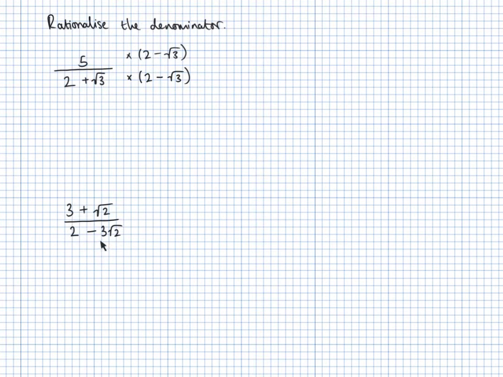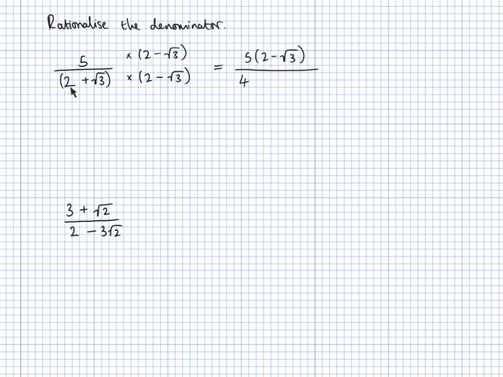And I'll use the same kind of technique here. So here I'm going to have 5 times 2 take away root 3. And the bottom, I'm just going to multiply them out. So remember that all of this was multiplied by this bracket. So 2 times 2 is 4.